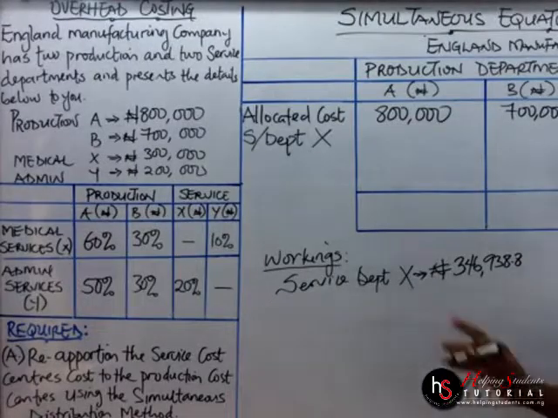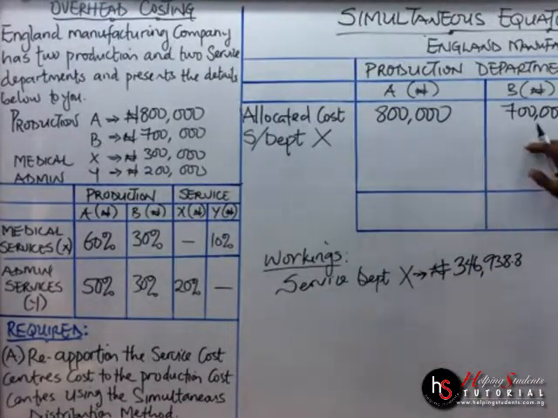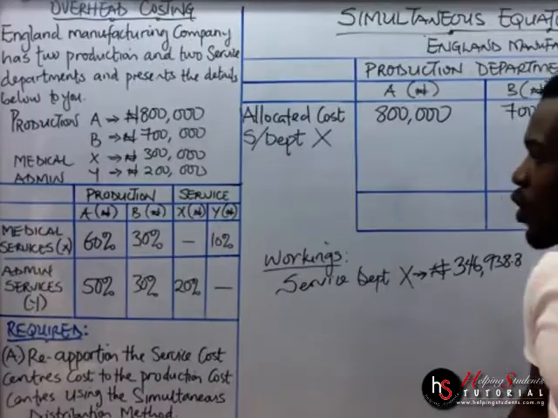346,938.8. Alright? You remember that value? Okay. So we are going to absorb now. We are going to share. We are going to allocate this, alright? We are going to apportion this to the department. And how do we go about it?